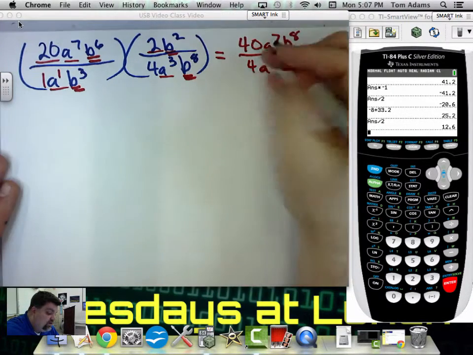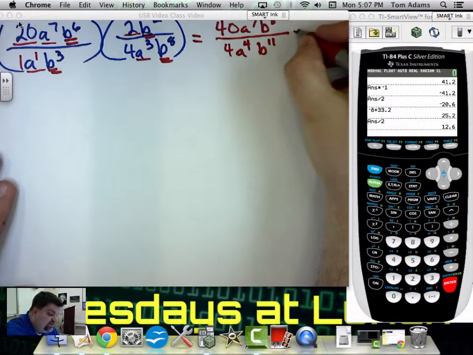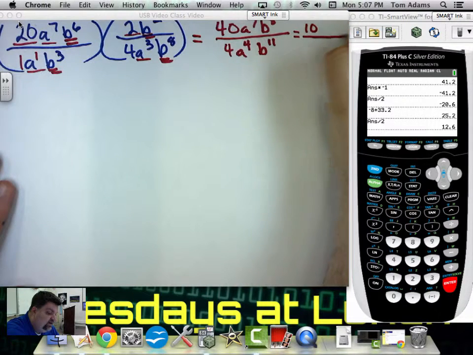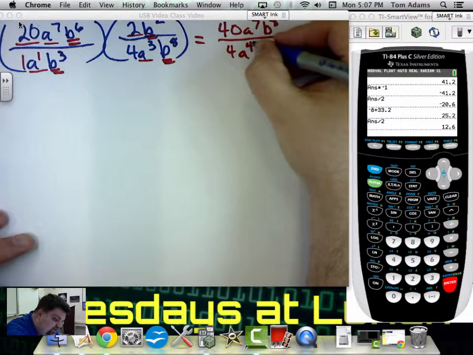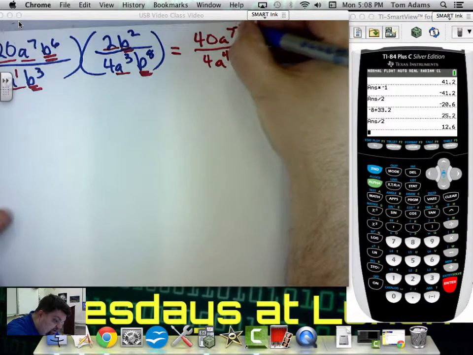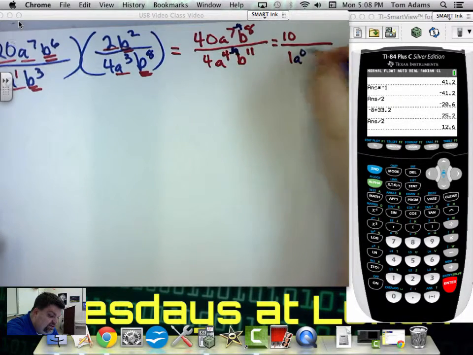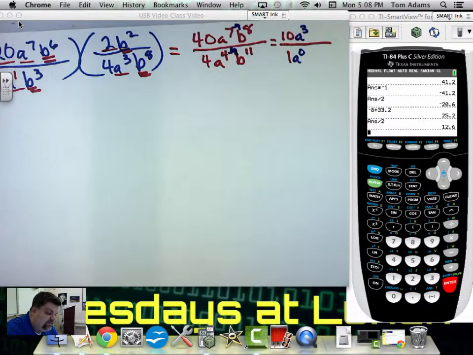Now, 4 goes into 40 and into 4. So I'm going to divide the top by 4, which will give me 10. And then divide the bottom 4 by 4, which gives me 1. Now, when it comes to the a's, I've got a to the 4th on the bottom and a to the 7th on the top. So I'm going to take 4, which is the least power, and subtract 4 there, and subtract 4 there. So that leaves me with a to the 0 on the bottom and a to the 7 minus 4, which is a to the 3rd, on the top.